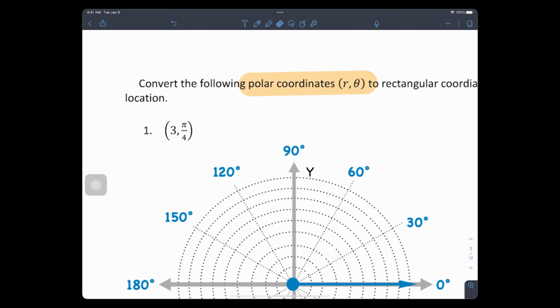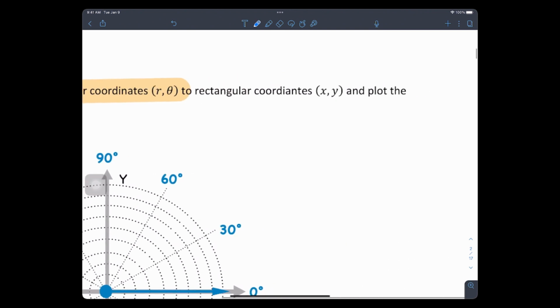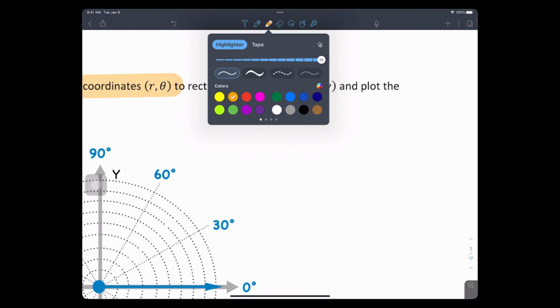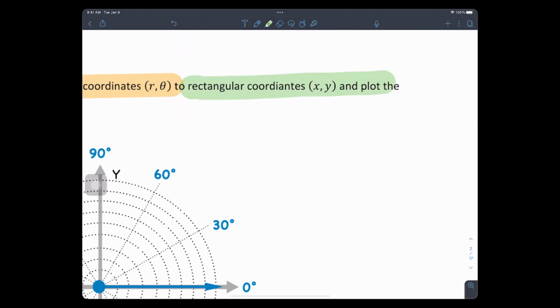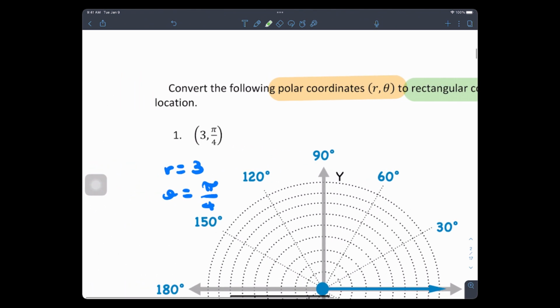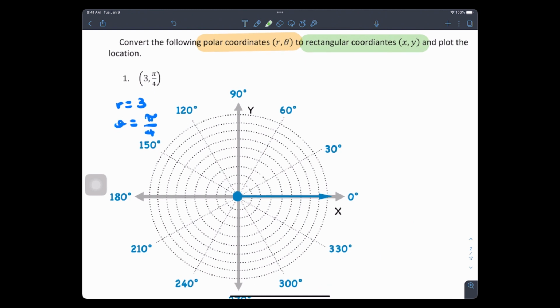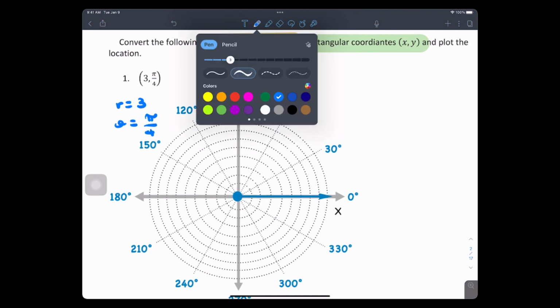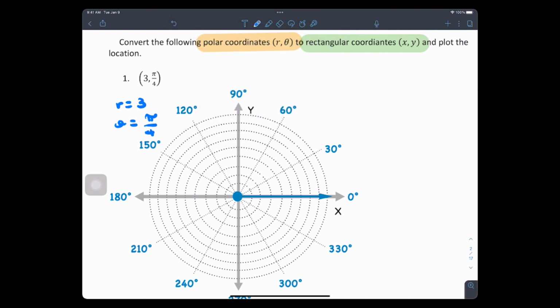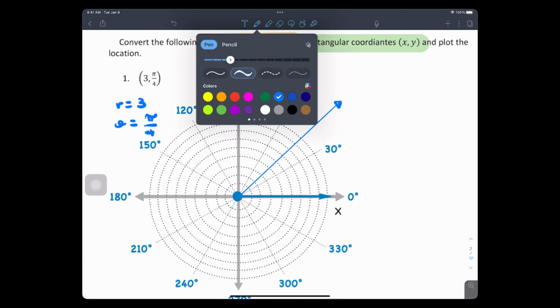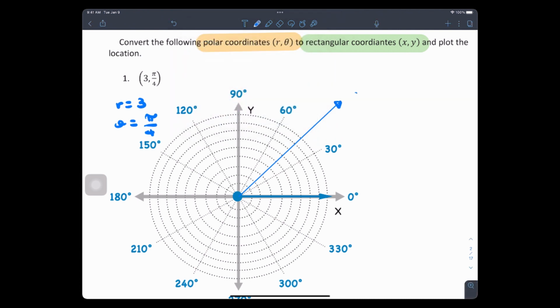So we're going to convert polar now to what? To rectangular coordinates. What are the coordinates in terms of x and y? And of course, they want us to plot the location. So we did that yesterday. You said, okay, pi over 4 is in fact 45 degrees. So we know that's between 30 and 60, right in the middle.